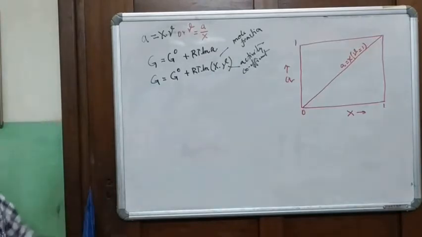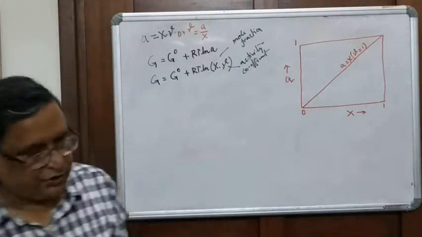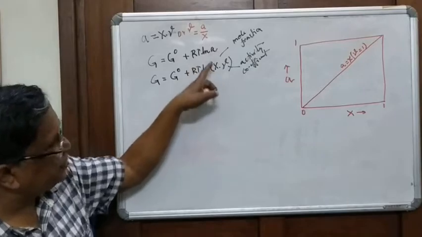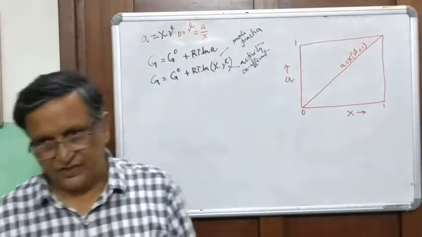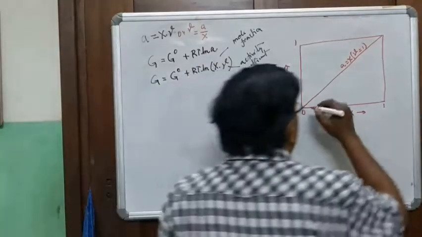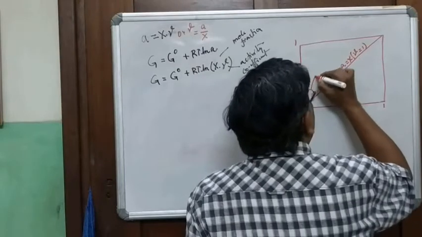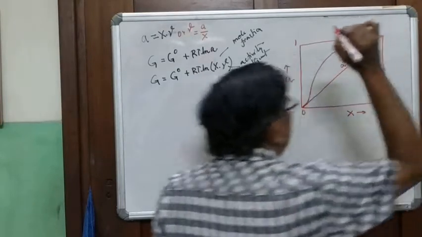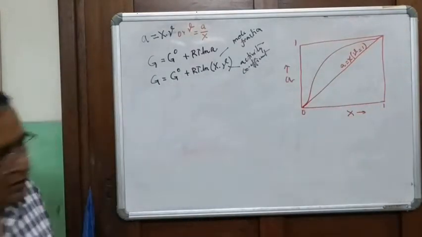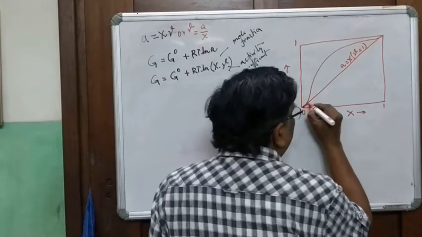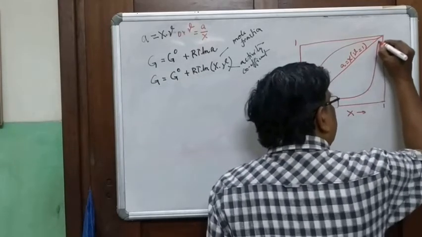But the A-X relationship can become very complex. So say, for example, you could have a situation where it could be like this, or for example, it could be like this.